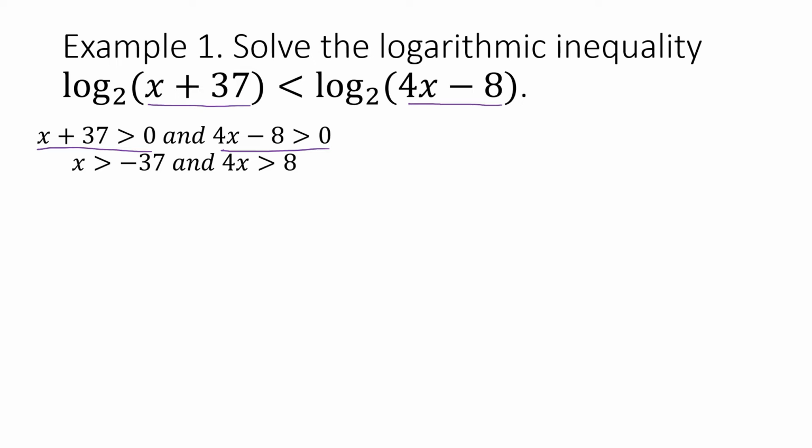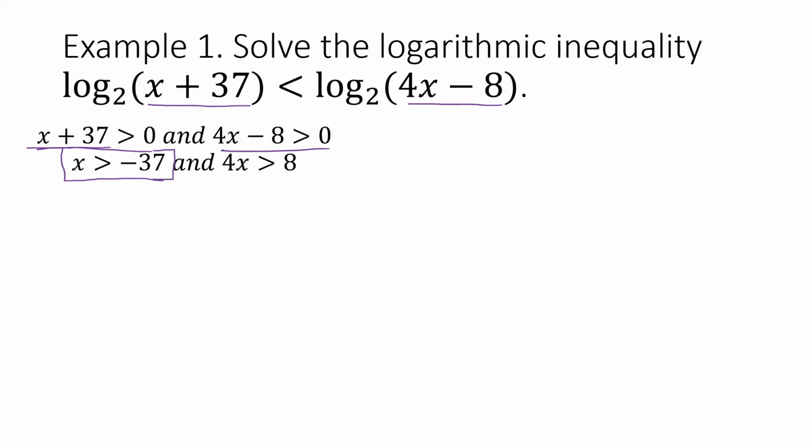Okay, next, we'll get x is greater than negative 37. That comes from adding negative 37 to both sides. When we add negative 37 to x plus 37, 37 minus 37 is 0, we'll be left with x. Then, on the other side, 0 plus negative 37 is negative 37. So that's why you get here x is greater than negative 37.